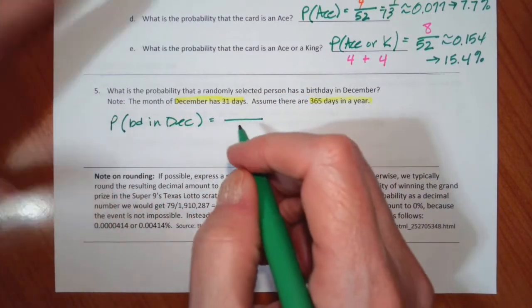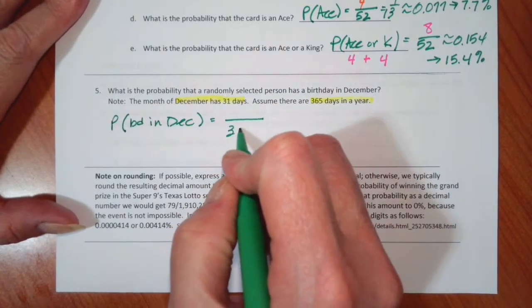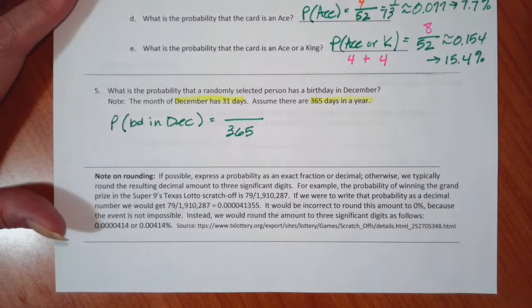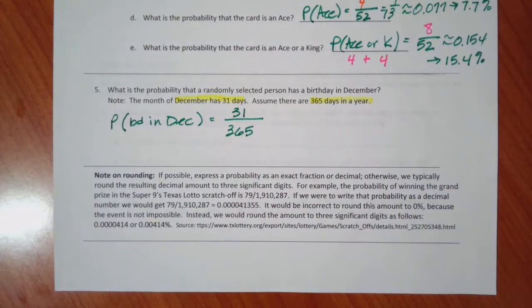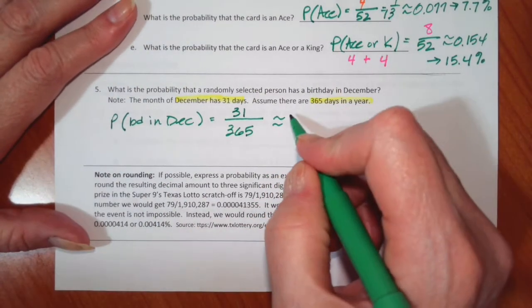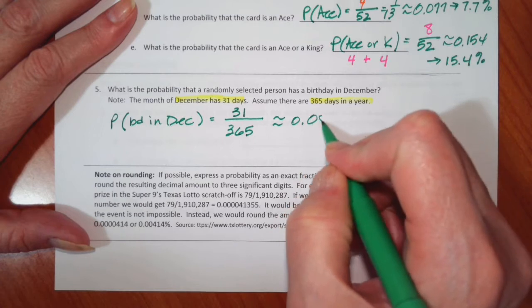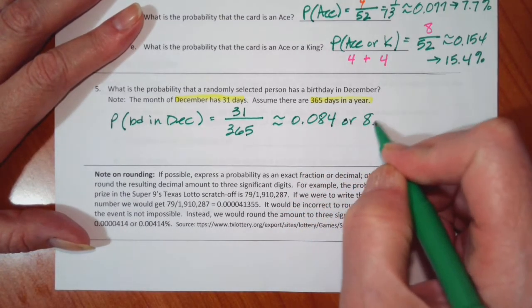We know that the number of possible outcomes is 365 days, and then 31 of those would give us the days in December. So if I do this, this becomes 0.084 or 8.4%.